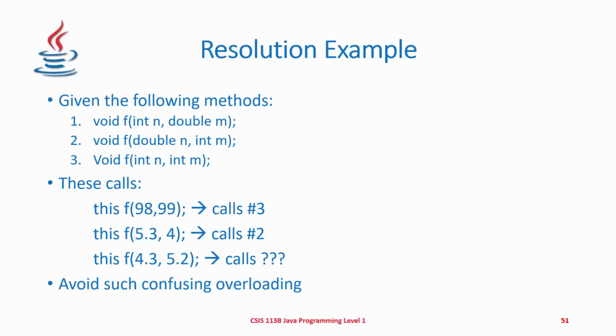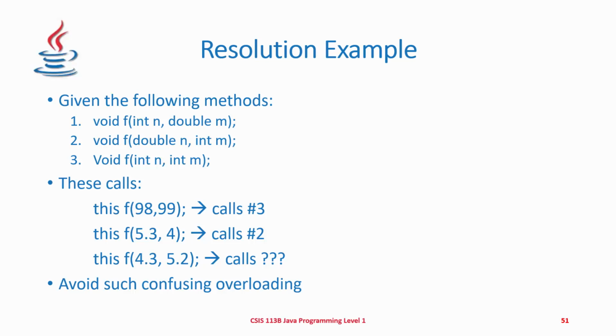So let's take a look at this in example form. Here you can see that we've got 3 method calls, all calling void f. So nothing being returned from f, but f is the name of the function or the method. In the first case, we've got an integer n and a double m being passed. The second case, we've got a double n and then an int m, and in the third case, a couple of ints. So let's take a look at this in a little bit more detailed example here.